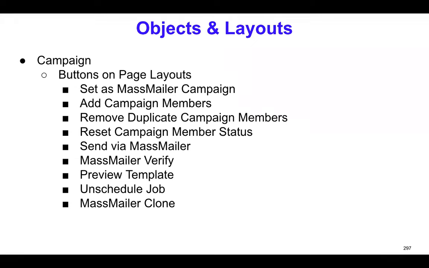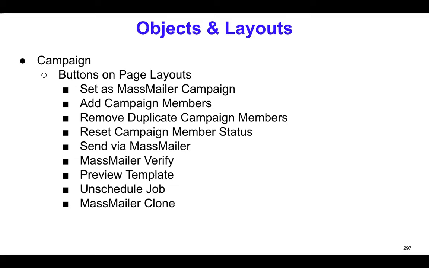Send via MassMailer lets you send email, verify, again, to validate all the campaign members. Preview template will let you look at the template, meaning what kind of template has been sent. In one click, you can actually see that. Unschedule job will stop the campaign.